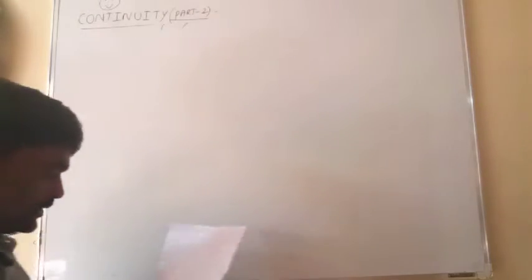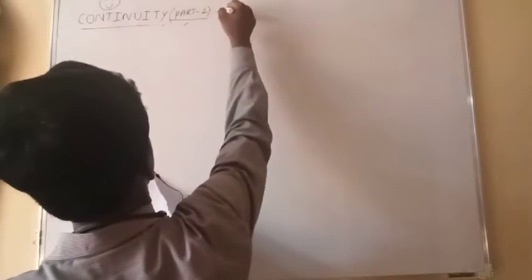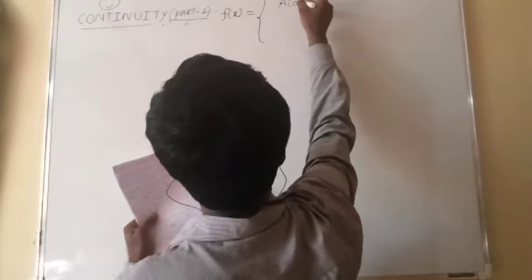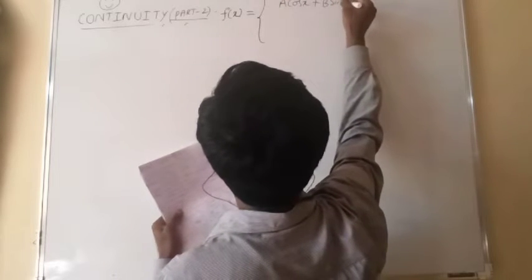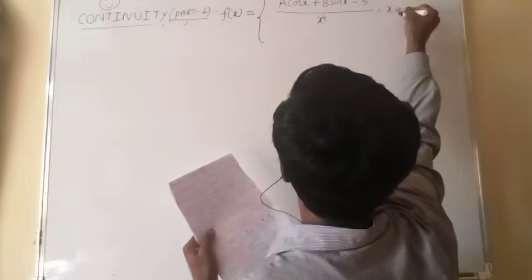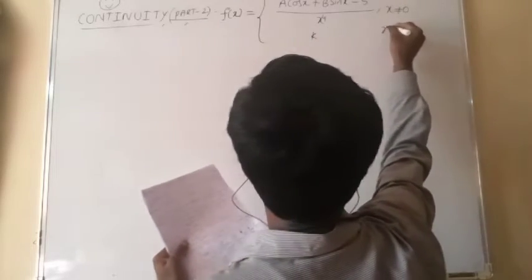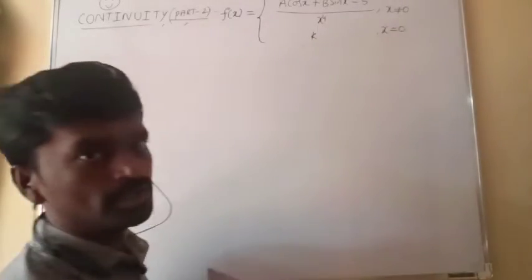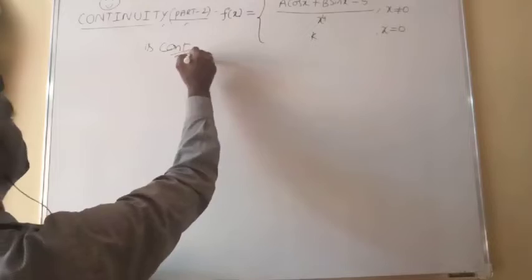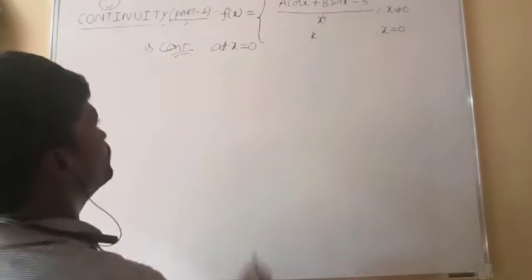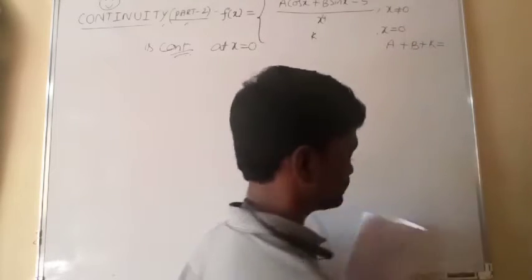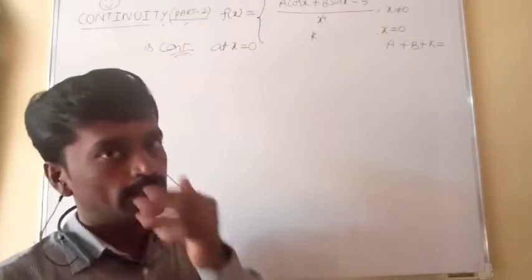So it is given that f of x is defined as capital A into cos x plus b into sin x minus 5, divided by x power 4 for x not equal to 0, and its value is k for x is equal to 0. Here k is some finite number. It is continuous at 0. Then you have to find the a plus b plus k value.